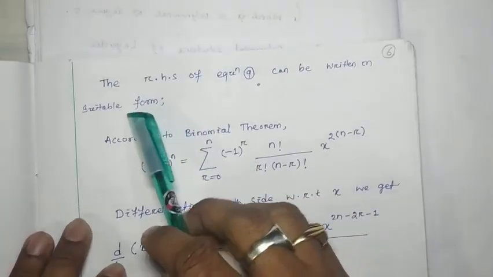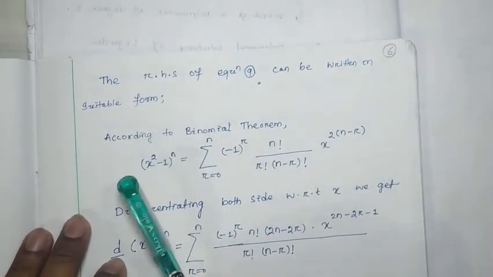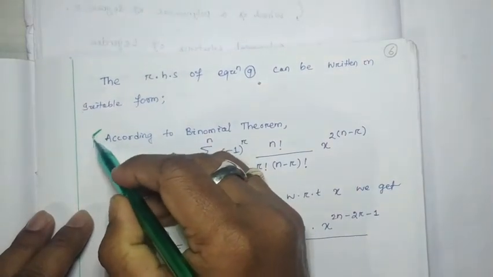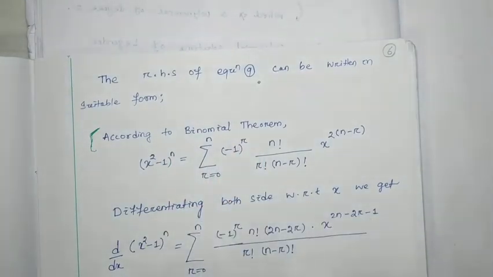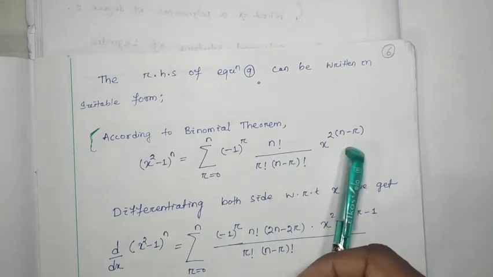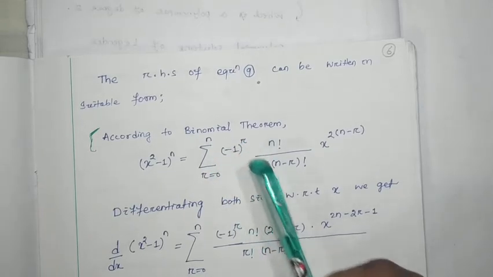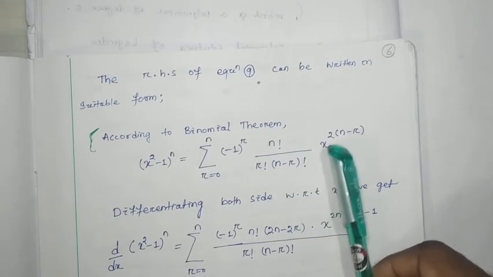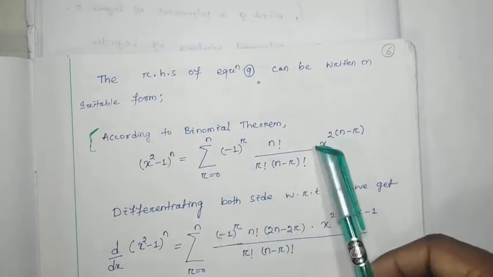So it is said that the RHS of equation number 9 can be written in a suitable form. Now for that, this is the extra consideration: according to the binomial theorem, x square minus 1 to the power n will be equal to the summation over r equal to 0 to n of minus 1 to the power r, n factorial by r factorial into n minus r factorial, into x to the power 2 into n minus r. This is according to the binomial theorem, you know that one.